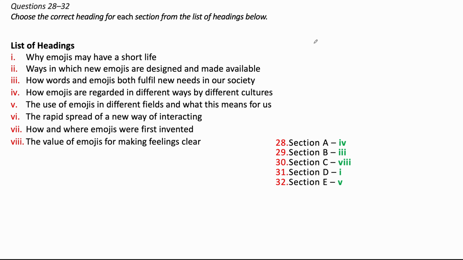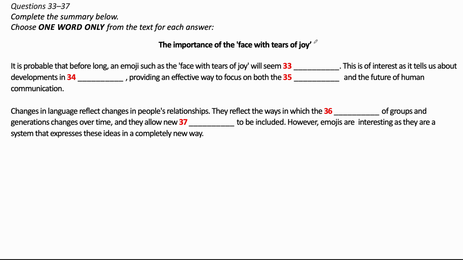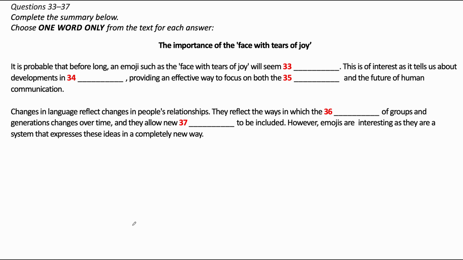With this, we are done with this question type. Let's now start with the next question type, which is gap fill questions or complete the summary. For this question type, the answers are in the same order as the information in the text. Usually, the answers are from one specific part of the text, often from one or two paragraphs.